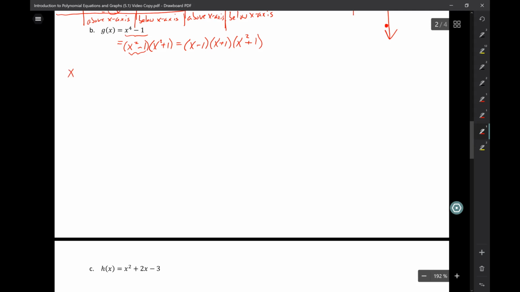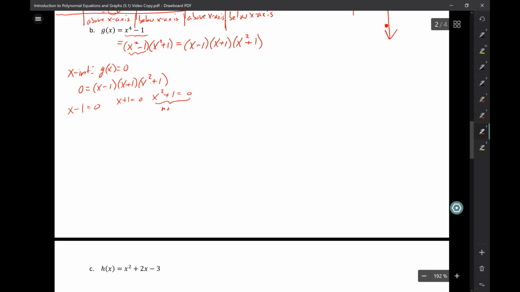Therefore, what we do is we first find the x-intercepts, and we do that by setting the function equal to 0. So we have 0 equals x minus 1 times x plus 1 times x squared plus 1. Since it's already factored, since we did that up here, all we have to do is set each factor equal to 0. So x minus 1 equals 0, x plus 1 equals 0, and x squared plus 1 equals 0.